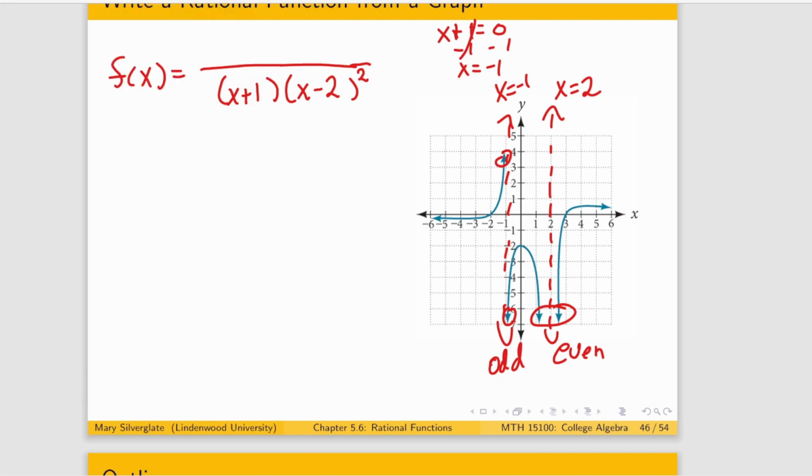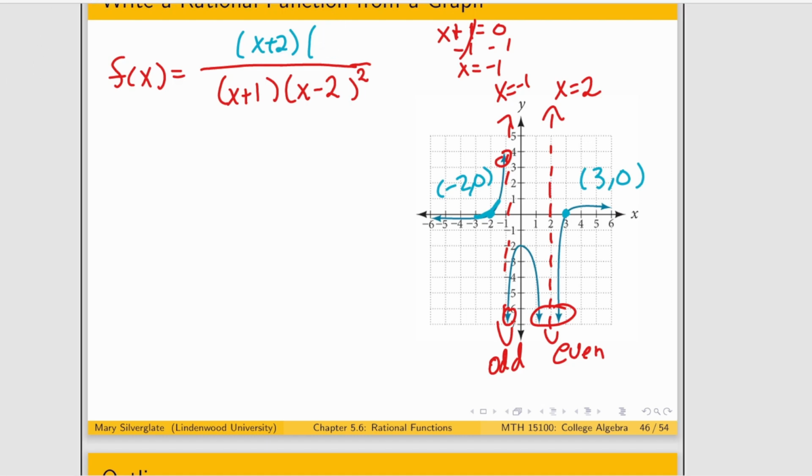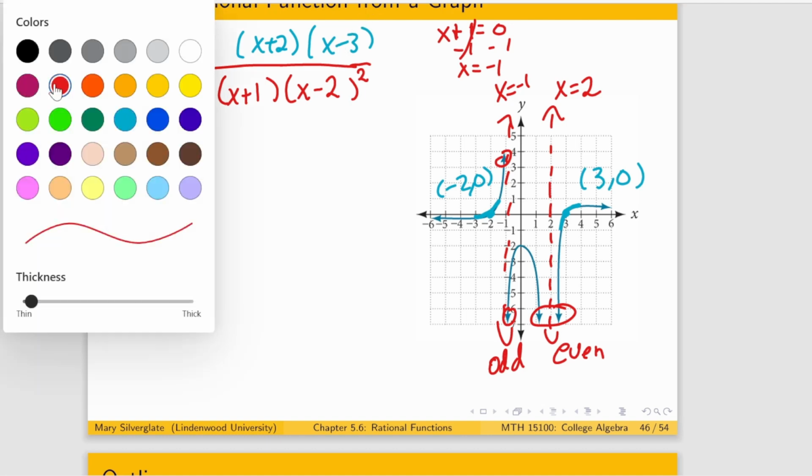Next things we want to identify would be those x-intercepts. So we have an x-intercept at (-2, 0) and another one at (3, 0). If we want to think about where that appears in our function, that would be a parenthesis up here at x plus 2, and it appears to just go through the graph there, so we're not talking about any sort of even multiplicity. And then for the 3, that would be x minus 3, and again it goes through there, so that would be just an odd multiplicity, not even.